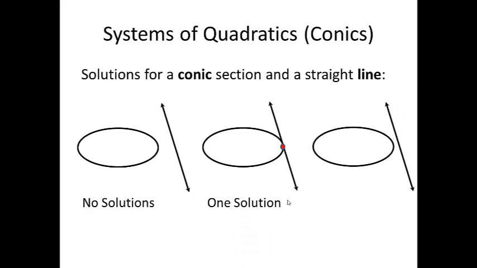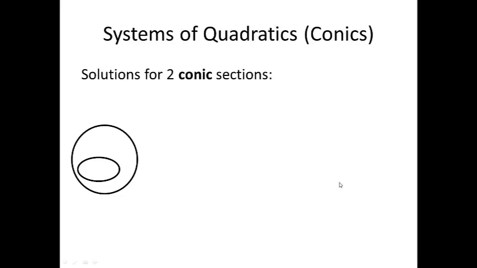Sure, there's this way where we have two solutions, right? Can we have more than two? We have no solutions, one solution, and two solutions. Can we have more than two? Not with a line and a conic, okay? What about with two conics? Let's say we have an ellipse and a circle. How many ways can we have those interact?